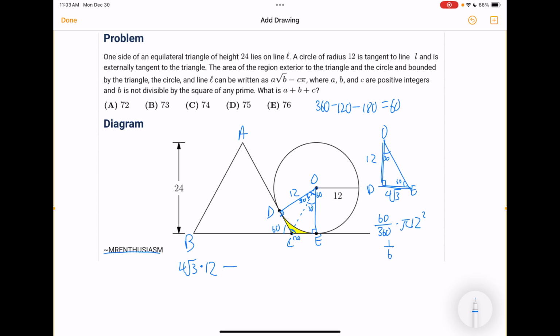So it'd be one sixth times 144 pi, and these would cancel out to get 24. So 24 pi is the area of the arc, and we subtract 24 pi. Then we can multiply this out to get 48 times the square root of 3 minus 24 pi. Now we can just add it up, because it's asking for a plus b plus c. So it'd be 48 plus 3 plus 24 to get 75. So our answer is D, 75.